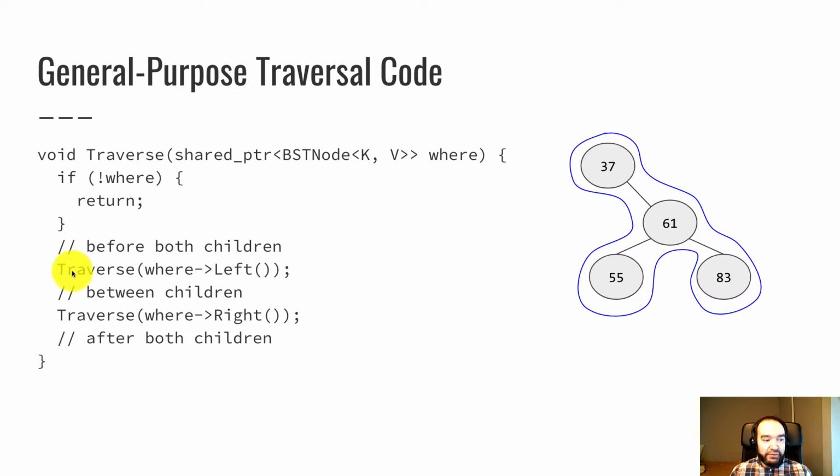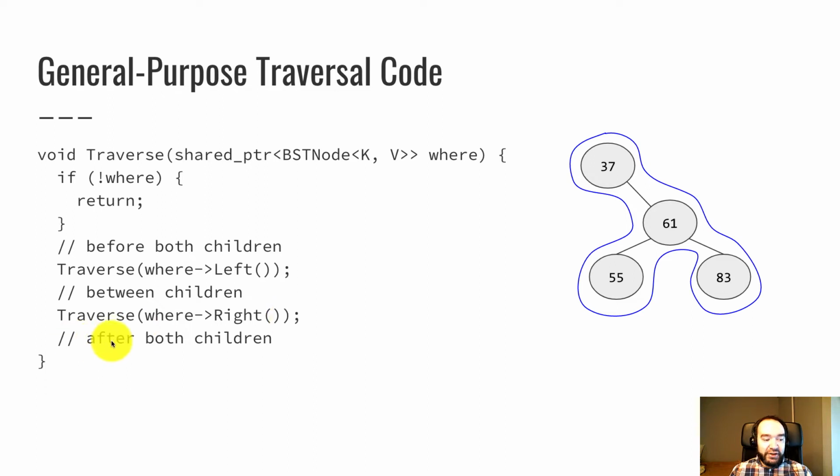Then we do the first of the two recursive traverse calls on the left child. So this will recursively visit all of the left children of this node. And then in between that call and the next call, there's an opportunity to put some code there. That would be if you want to do something that happens after all the left descendants are visited, but before any of the right descendants are visited. So there's an opportunity to put some code there. Then there's the second of the two recursive calls that recursively traverses all of the node's right children.